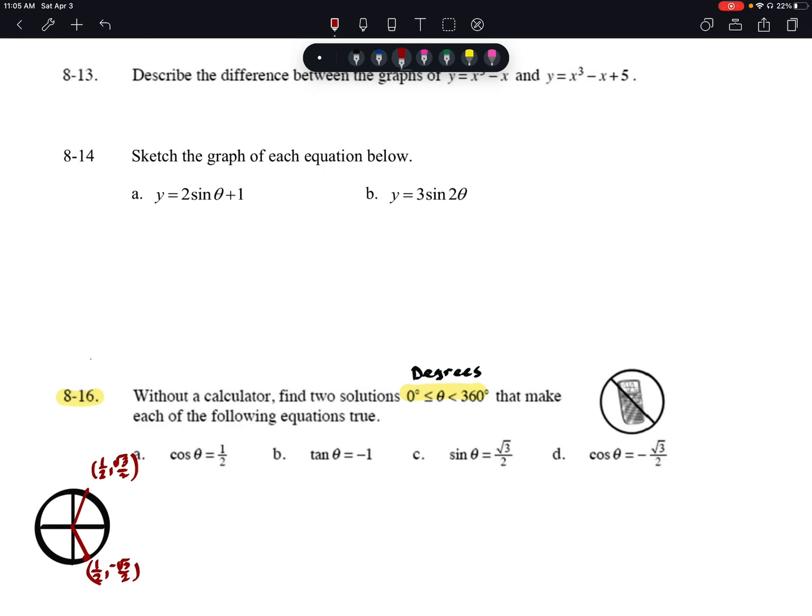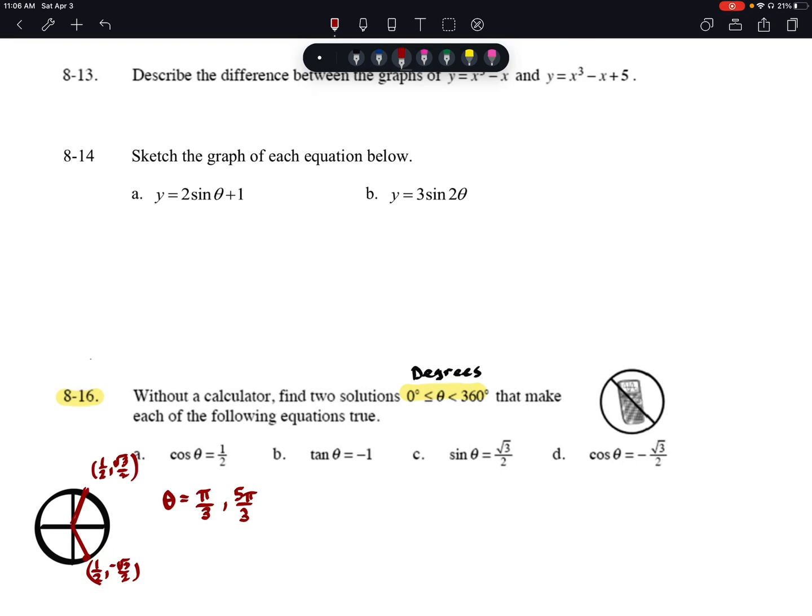So our answers for theta on this one should be pi/3, right? That's our one from the first quadrant. And then the second part of it here is in the fourth quadrant, which would be our 5pi/3. And those are two answers.